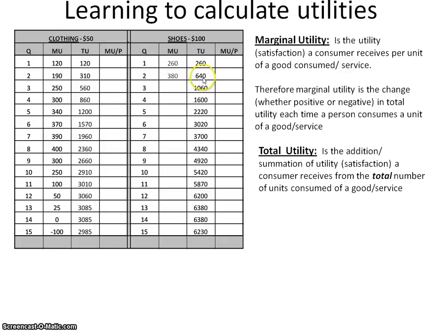Alright, so I'll say this again. If you have a total utility of 640, and the total utility before was 260, it means 640 minus 260 gives you a value of 380. And we continue this process until we fill out our marginal utility column. So I hope this explanation was clear as to how we can calculate marginal utility and total utility.